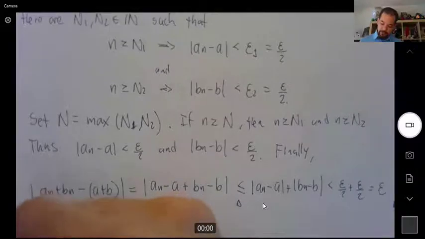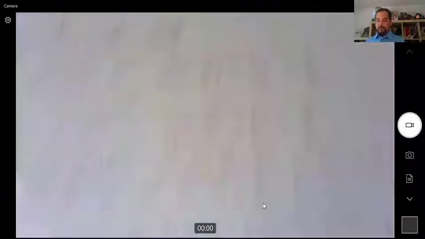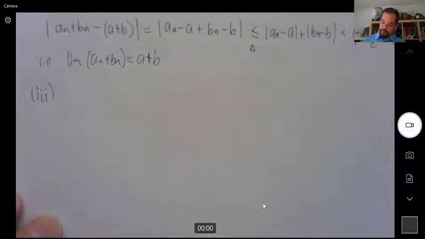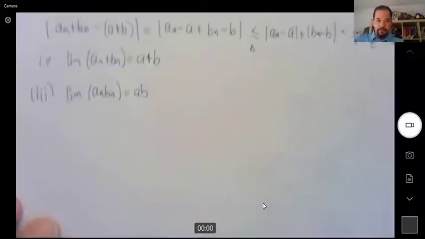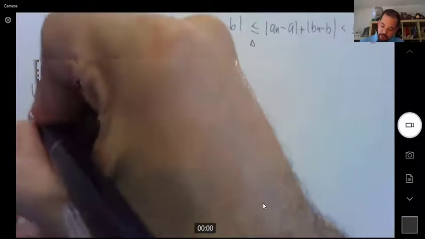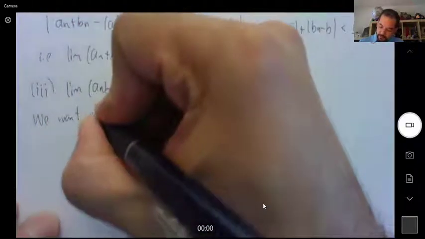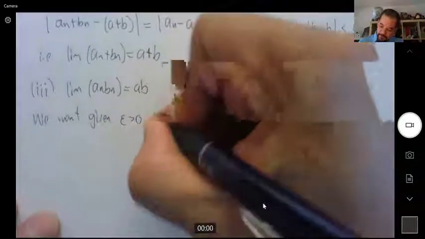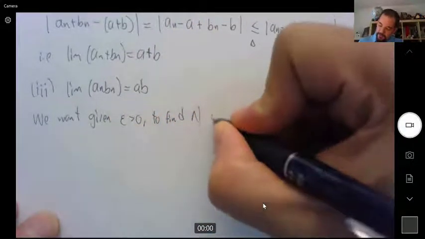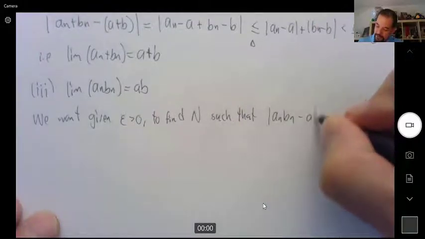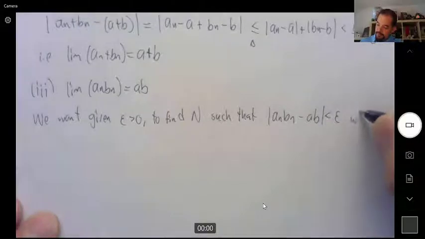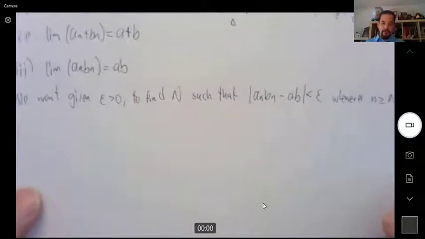Okay, so number 3. For number 3, now we want to look at the product. So we want the limit of an times bn to be ab. So this is what we want: given an epsilon, to find capital N such that |an bn minus ab| is less than epsilon whenever little n is bigger than capital N. That's what we want.